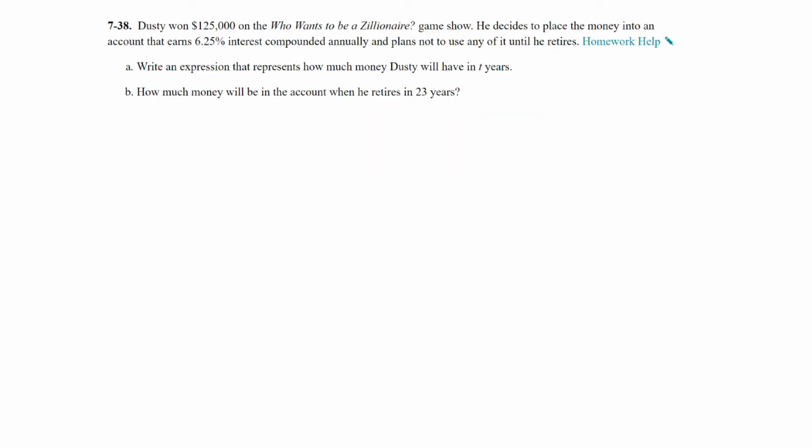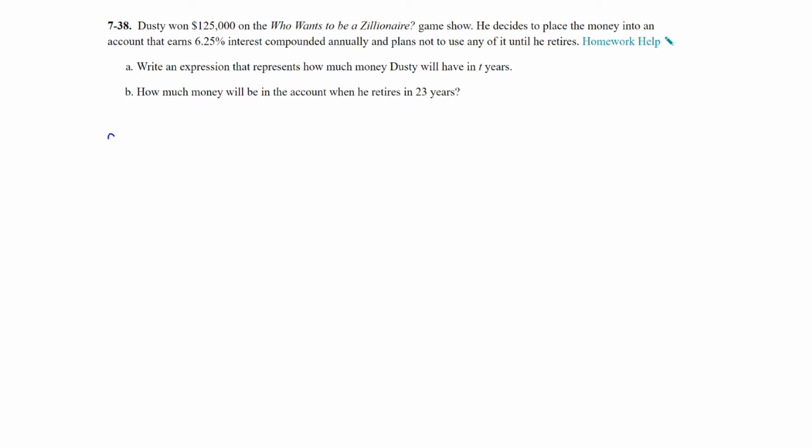Question 38. Dusty won $125,000 on the Who Wants to Be a Zillionaire game show. He decides to place the money into an account that earns 6.25% interest compounded annually and plans not to use any of it until he retires. Write an expression that represents how much money Dusty will have in T years.